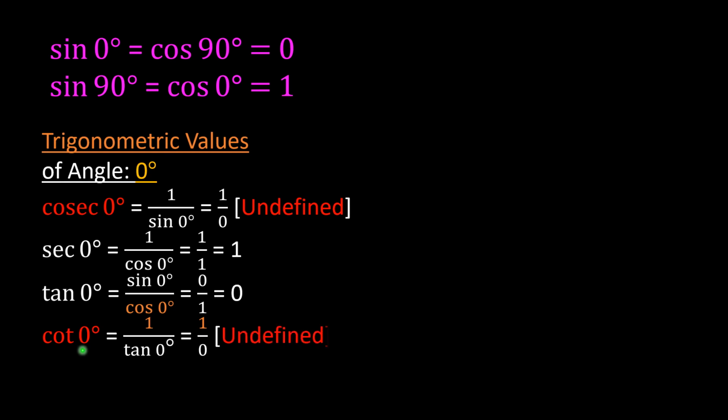Cot 0 is 1 divided by tan 0 because cot 0 and tan 0 are reciprocals of each other. But tan 0 is 0. 1 divided by 0 is undefined because we cannot divide by 0. So cot 0 is undefined. Now we will write trigonometric values of angle 90 degrees.